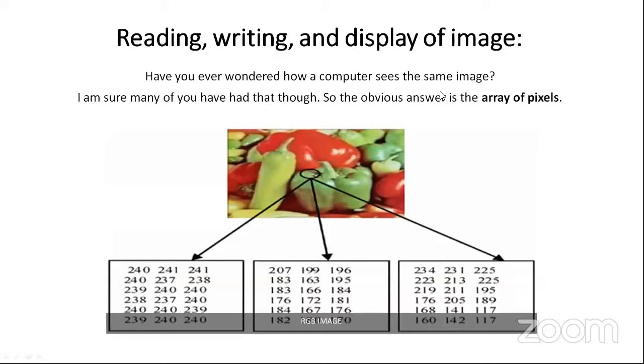So, reading, writing, and displaying of the image. A human being has the capability to see an image. You see this image, the neurons fire in your brain, and it says, yeah, it's a green capsicum. But how can a computer see the image? I guess everyone knows the answer. The answer is an array of pixels.